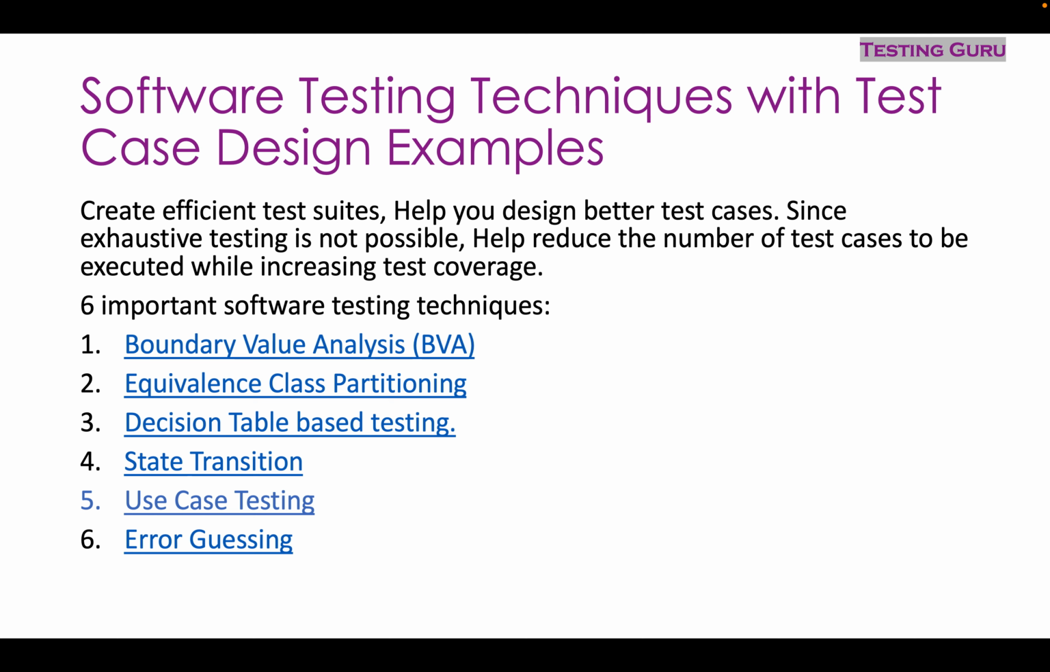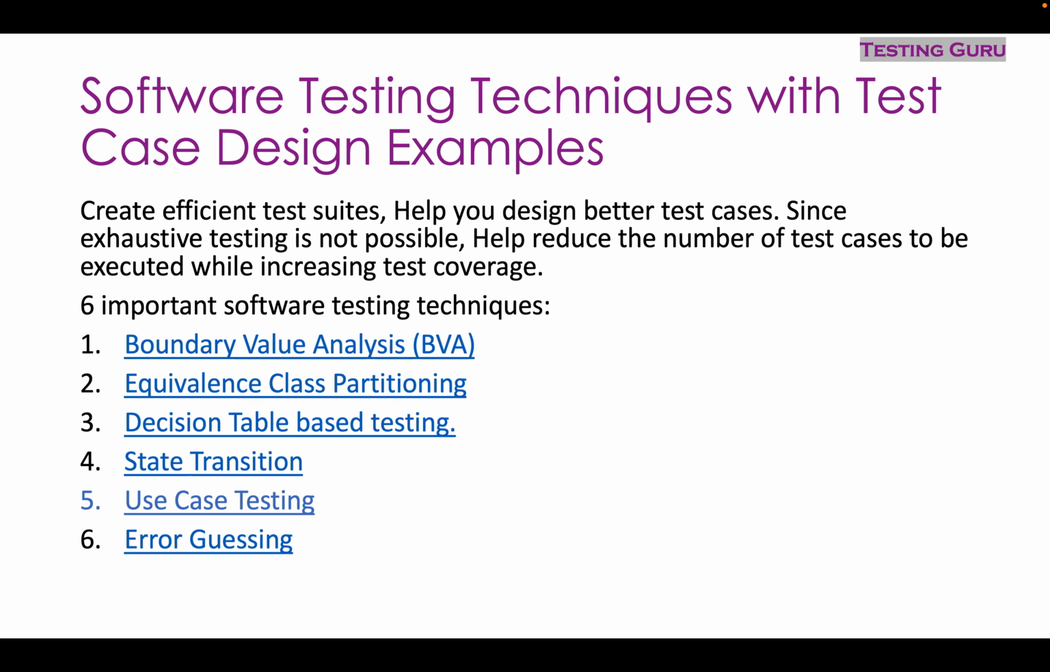To do that, we have 6 important software testing techniques. I will go over those techniques. They are boundary value analysis, also called BVA, equivalence class partitioning, decision table based testing, state transition, use case testing, and error guessing. As part of today's video, we will be going over boundary value, equivalence partitioning, and decision table testing, and we'll see state transition, use case, and error guessing in the next video.